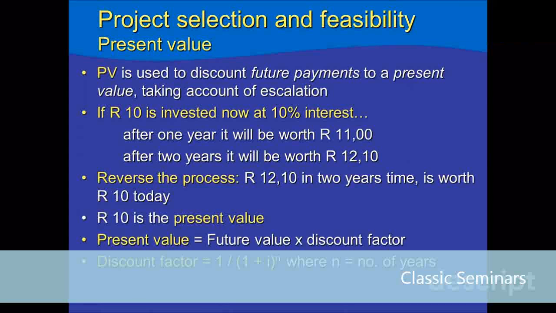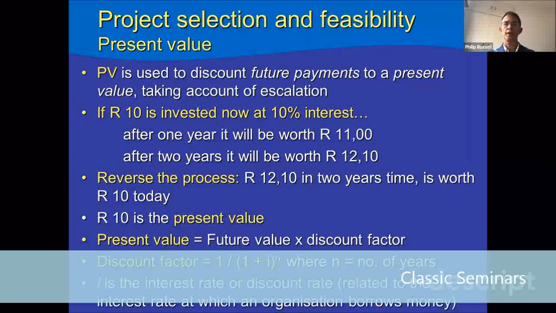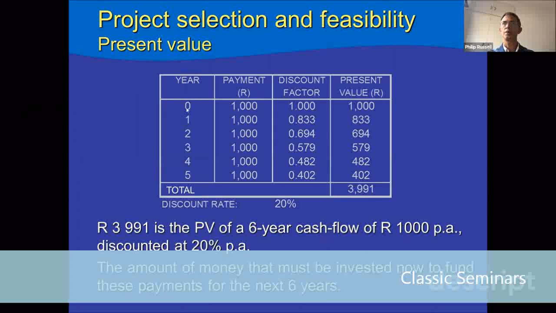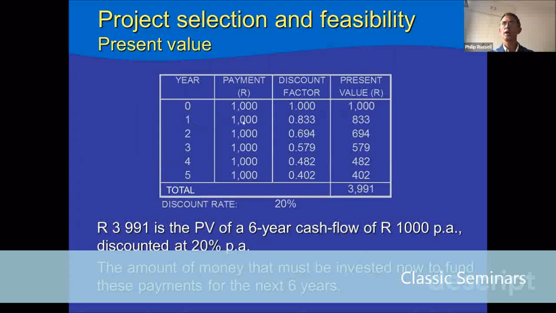Yes, Philip. Yes. Excellent. Right, so i is the interest rate or discount rate related to the interest rate at which the organization borrows the money. And so here we go. We're looking at the year 0. The discount factor is 1. Year 1, the payment is 1,000 Rand. The discount factor is 0.833. So the present value is 833 Rand.